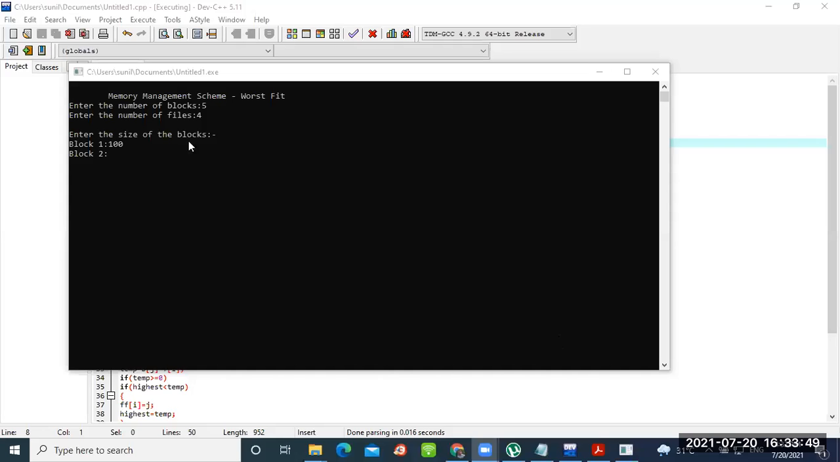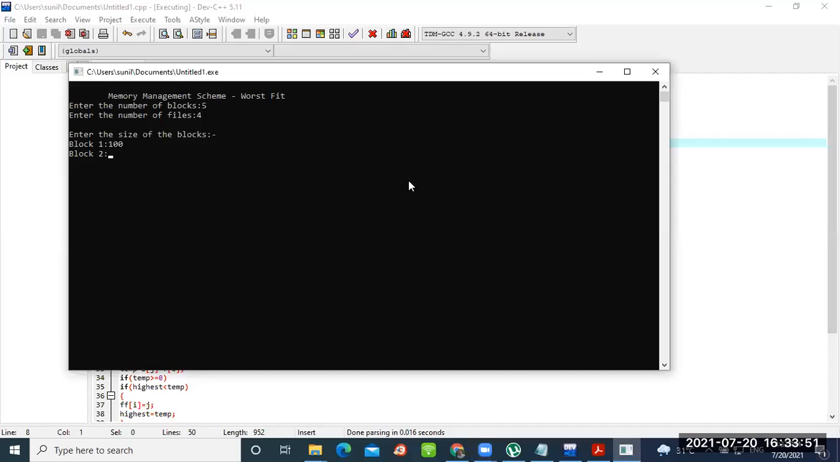So just tell me the partition. How many blocks are there? Sir, 5. 5 blocks. And the number of processes is 4, no? 4. What is the first block size? 100. Second block size? 500. Is it visible? No, sir.